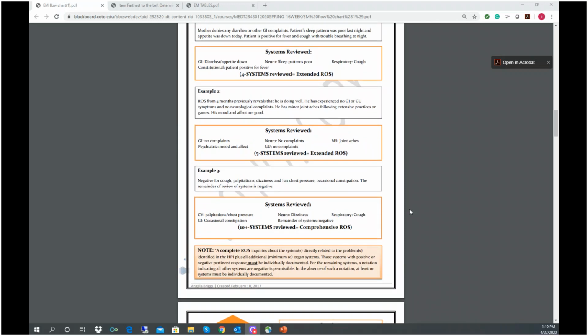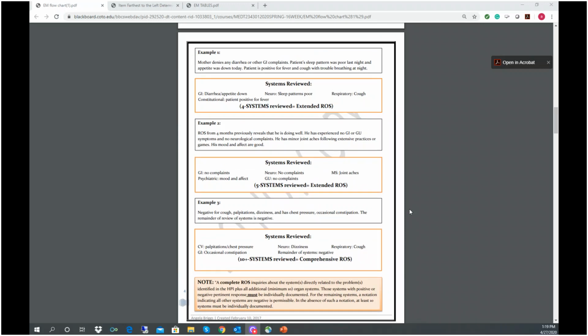Okay, so we have some examples. Example 1: mother denies any diarrhea or other GI complaints. Patient's sleep pattern was poor last night and appetite was down today. Patient is positive for fever, cough with trouble breathing at night. So for symptoms reviewed, we have GI because we have diarrhea and appetite is down. We have neuro because the sleep patterns are poor. Respiratory is cough, and constitutional as patient is positive for fevers.